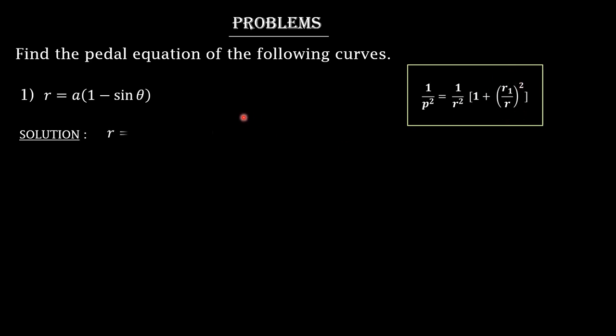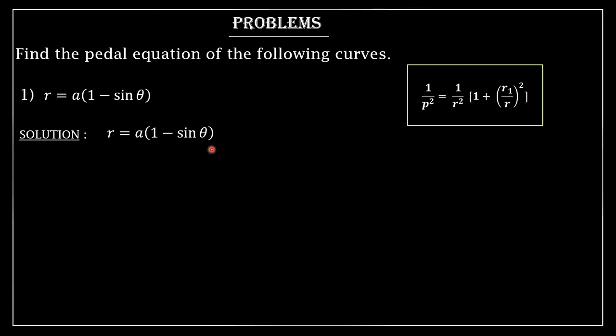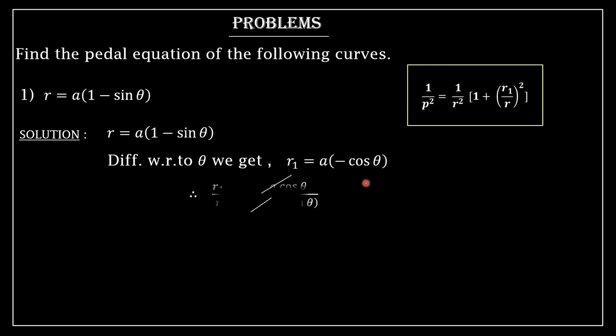Consider the given curve, r is equal to a into 1 minus sin theta. Differentiating with respect to theta, r1 is equal to a into, what is the derivative of 1 minus sin theta, students? It is minus cos theta. Now compute the ratio r1 by r. Just substitute r1 and r and cancel the arbitrary constant, so that r1 by r reduces to minus cos theta divided by 1 minus sin theta.